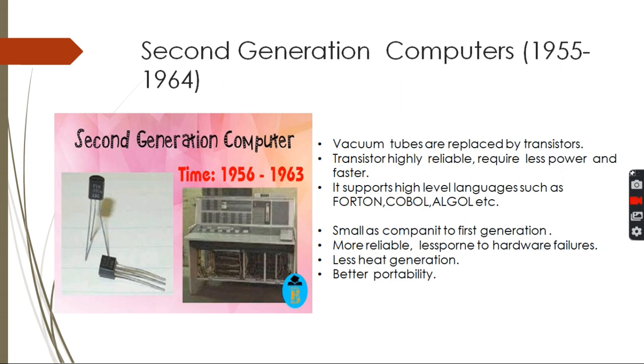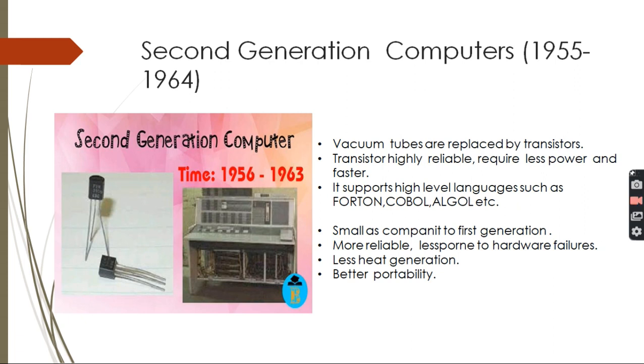So the main features of the second generation are: use of transistors, reliable as compared to the first generation of computer, smaller size, generated less heat, consumed less electricity as compared to the first generation of computer. It is faster than the first generation. It is still very costly. AC required, supported machine level languages and assembly languages.